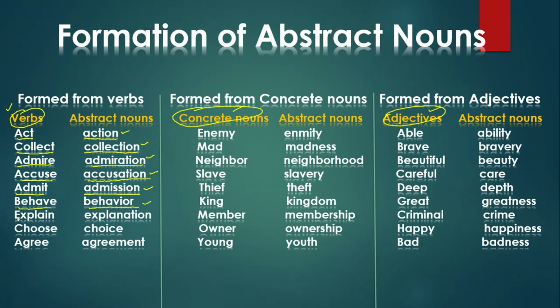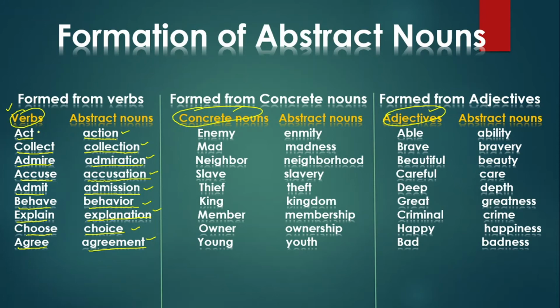Explain is the verb, explanation is the name of that action. Choose is the verb, and choice is the name of that action. Agree is the verb, agreement is the name of that action. Clear. Now we will be making sentences, you'll get it.